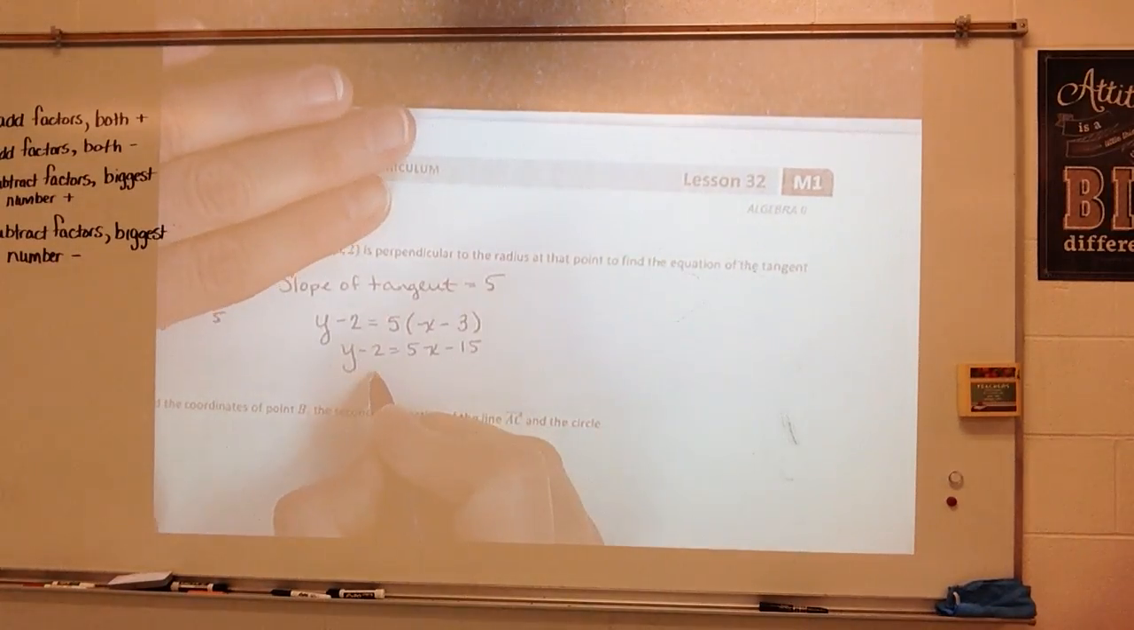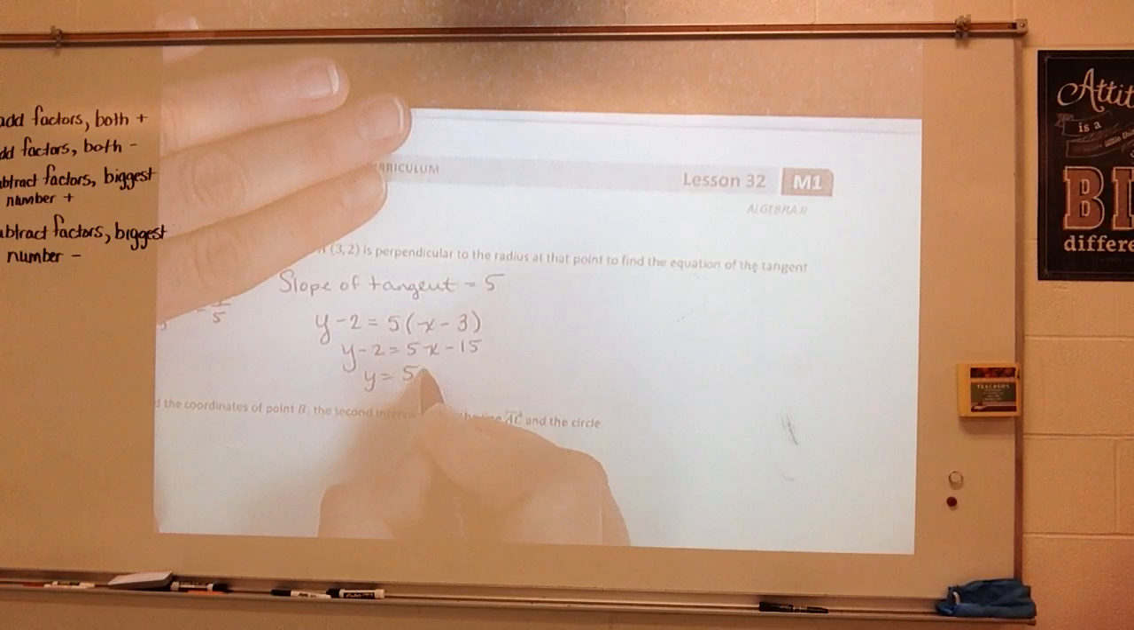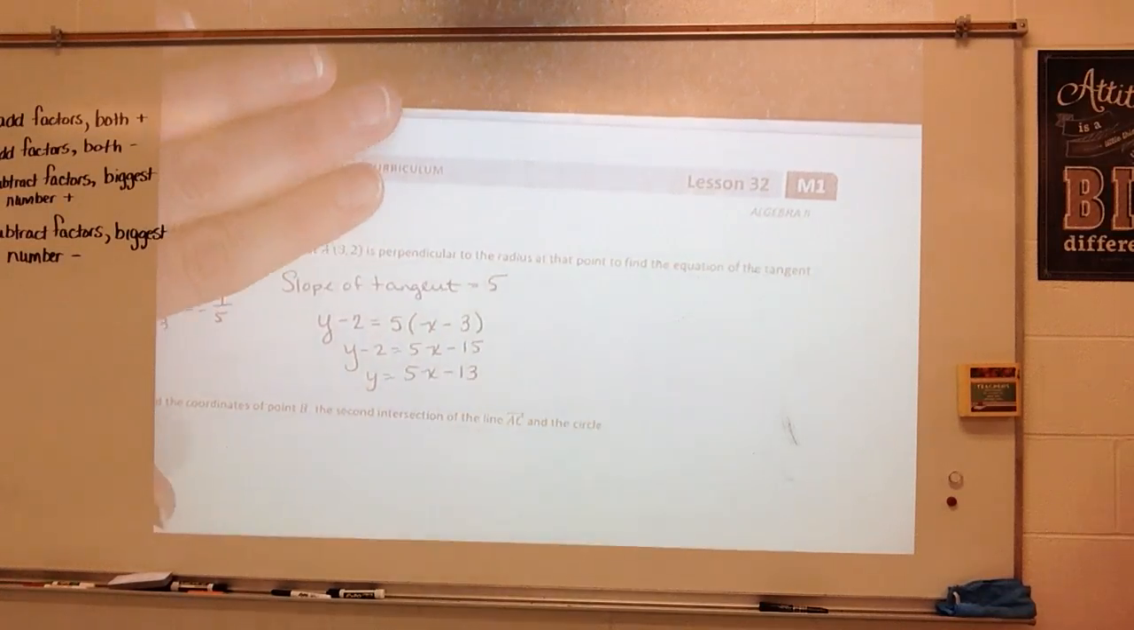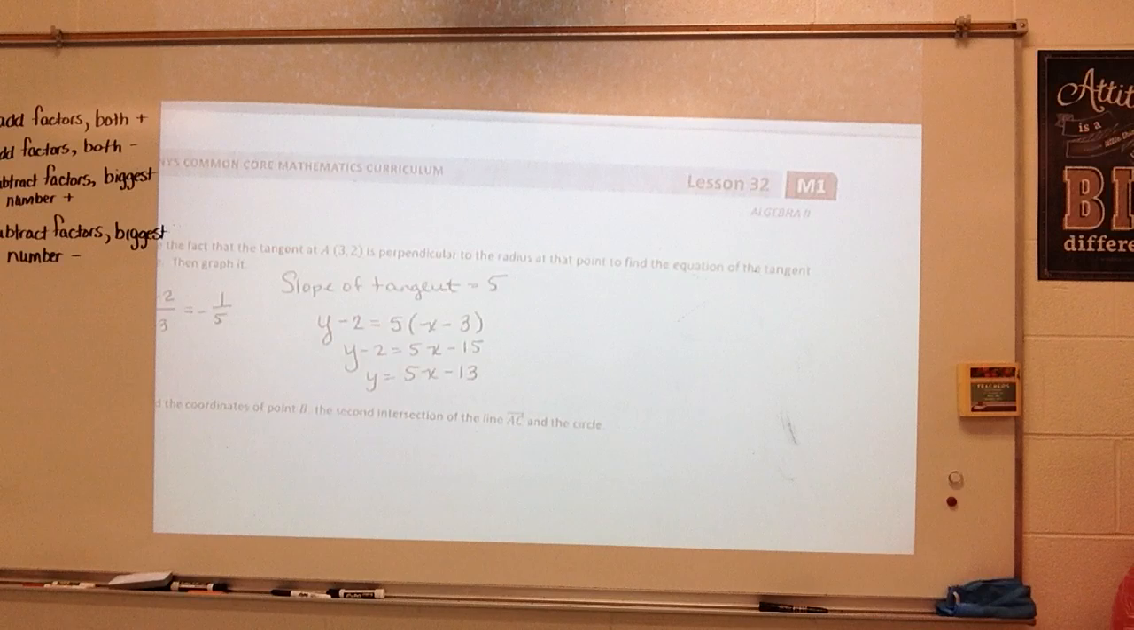Go ahead and solve that. So y is equal to 5x minus 13. So that is the equation of the tangent line. All right? Find the coordinates of point B, the second intersection of the line AC and the circle.